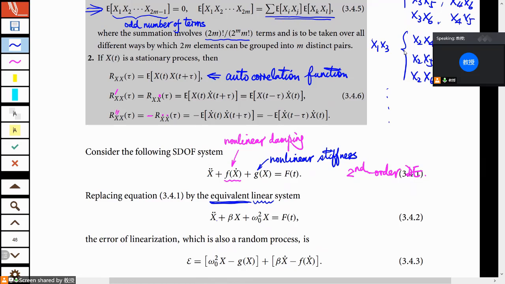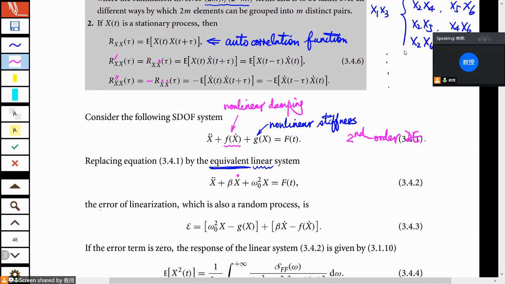Okay, so x double dot plus beta x dot. I missed a dot in the notes. Please add a dot here. Okay, so that's the linear damping, plus omega 0 squared x, the linear stiffness. Okay, so the first equation is nonlinear, and we want to replace it by the equivalent linear system.